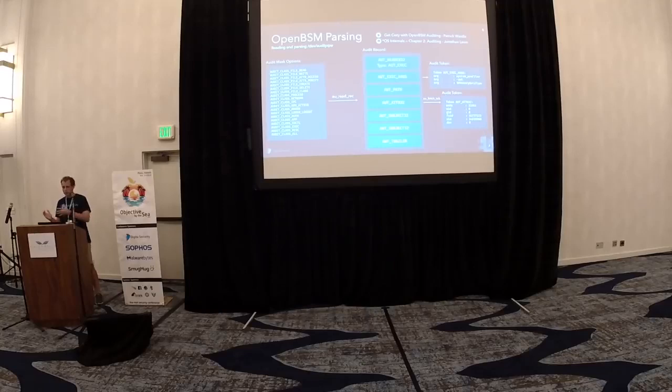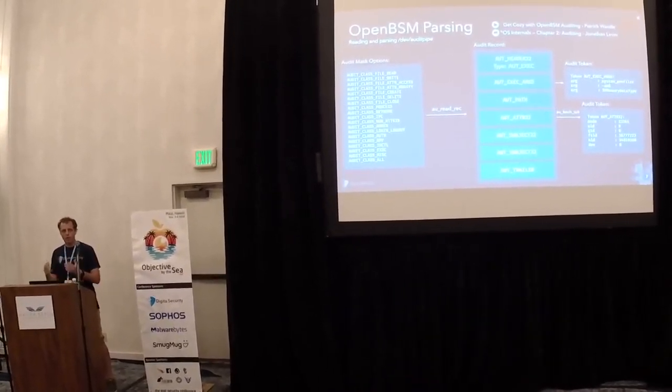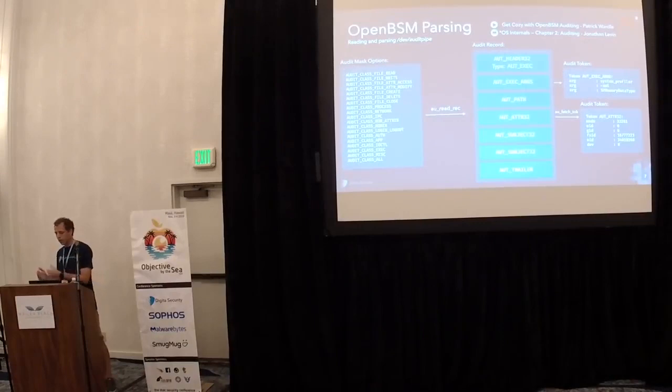I'm not going to go into too much, just to say that at the high level, you're reading off the dev audit pipe. It's a streaming binary protocol. You get those, you call au_read_record to get the record. Within that record, you have a set of tokens, and within that set of tokens, you get to the real meat of it and all of the data that you're interested in. So things like the arguments that were passed into a program, those sorts of things.